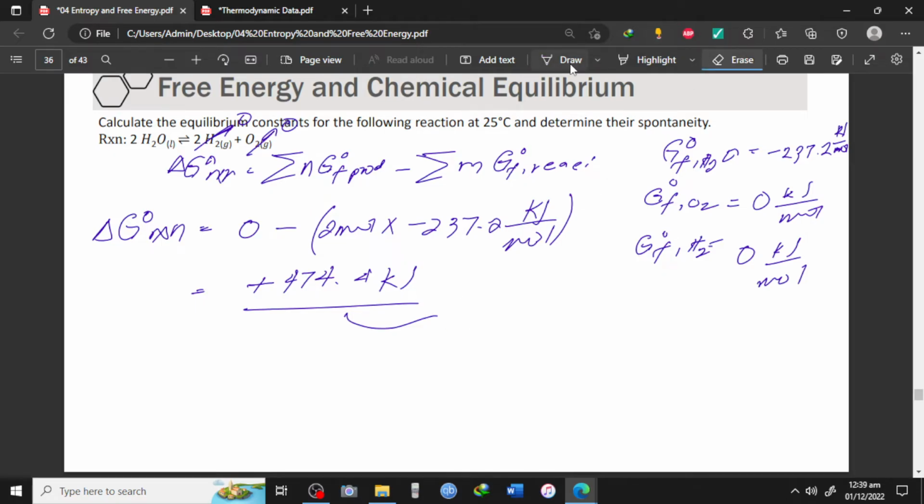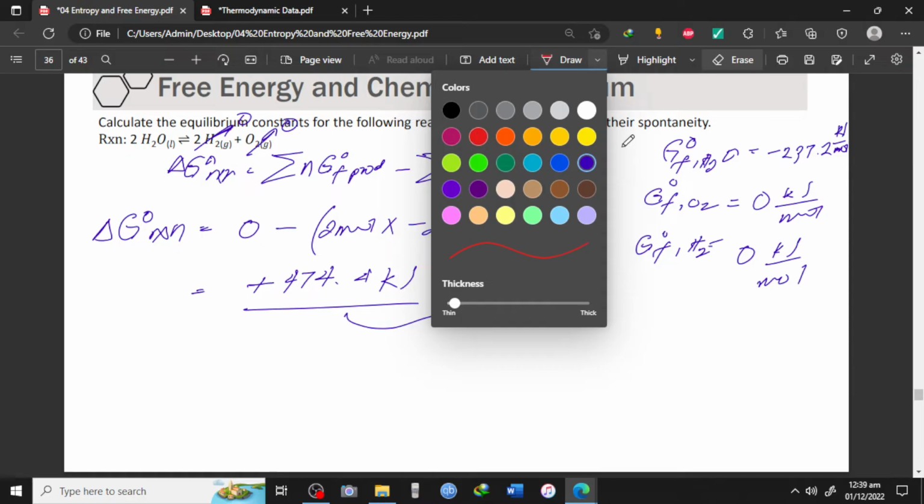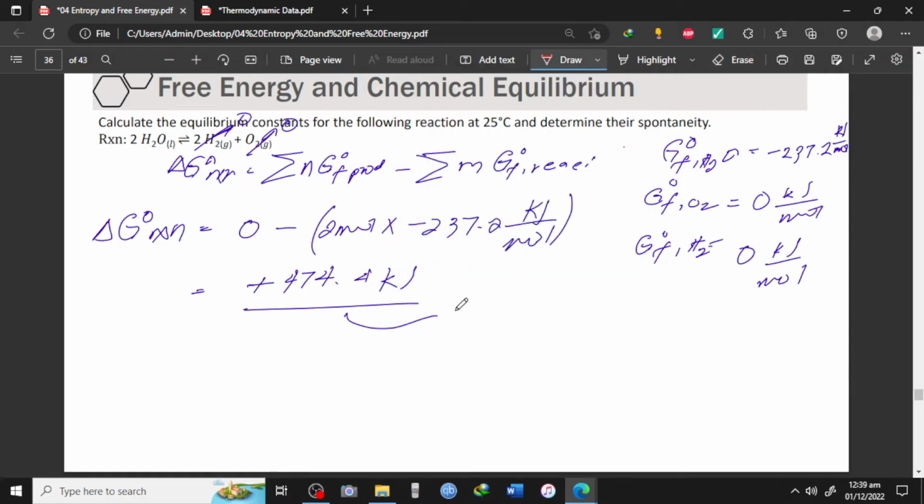palitan natin yung kulay para ma-distinguish natin. This is an example of a non-spontaneous process. Kasi based on the question din, tinatanong tayo, determine the spontaneity. So non-spontaneous yung process. So, ibig sabihin, kung titignan nyo lang din naman tong example natin dito, student, never ka naman nakakita ng tubig tas nagiging hydrogen gas at oxygen gas lang din naman siya out of nowhere.